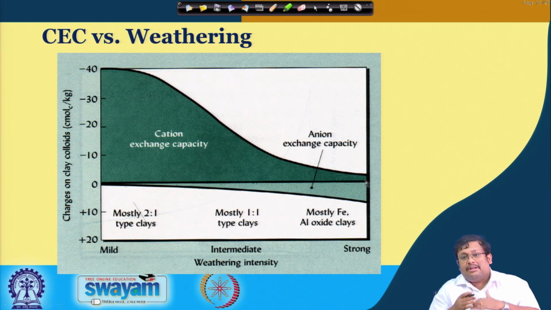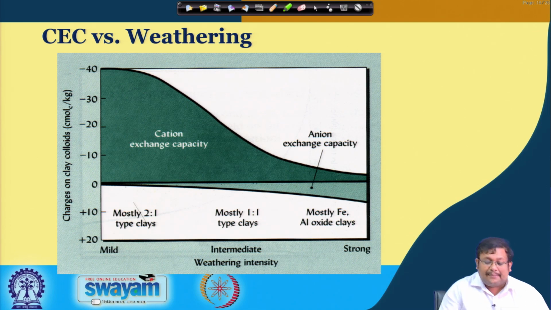Similarly, there is a negative inverse relationship between the cation exchange capacity and anion exchange capacity. As the cation exchange capacity decreases, anion exchange capacity increases, because those minerals which have low cation exchange capacity have more pH dependent charge.